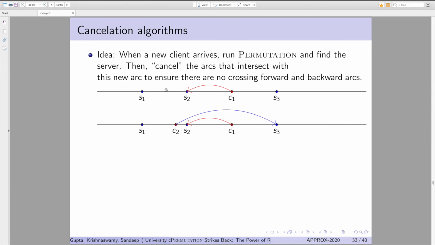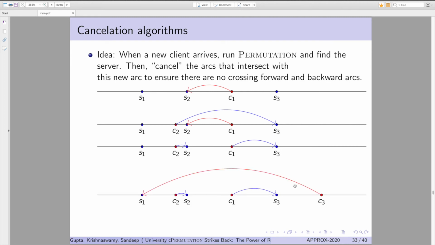For example, we run this instance. If a client arrives, we just run permutation first and find the server. If there are no intersecting forward and backward arcs, we just keep it as it is. However, now after this client C2 has arrived, this backward arc and this forward arc are intersecting. So we cancel these two, rematch these two clients, and obtain this. Again, after a new client arrives, there are multiple arcs that intersect with the new arc. We cancel them one by one to obtain the final matching like this.